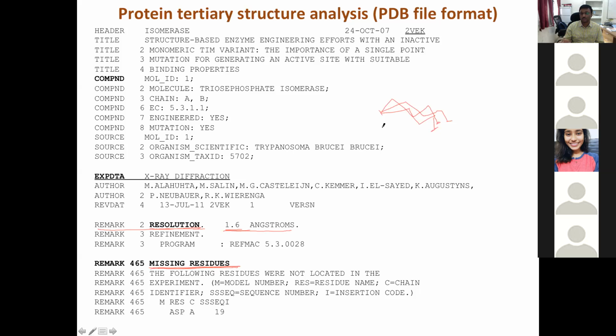Yes. So to answer your question, it's essentially because that particular region is highly flexible, and you have electron densities, but the electron density can no longer be fitted by any one single conformation, and that gives rise to these missing residues. Any question anyone has? Okay.